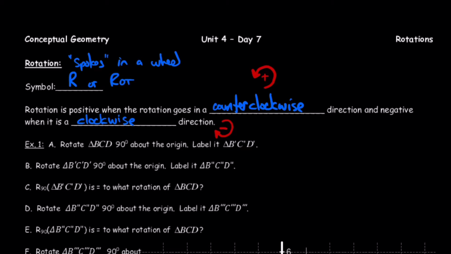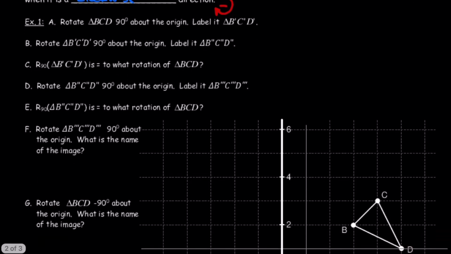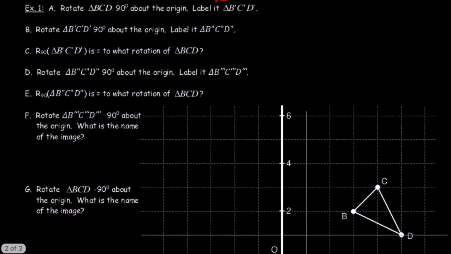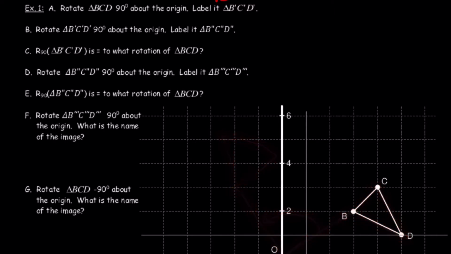Okay, so let's jump right into an example here. It says rotate triangle BCD 90 degrees about the origin. Label it B prime, C prime, D prime. So what we're doing is we're taking this triangle and we're rotating it 90 degrees. So think of it as being on a spoke. I'm going to rotate that spoke 90 degrees. So what's that triangle going to look like?